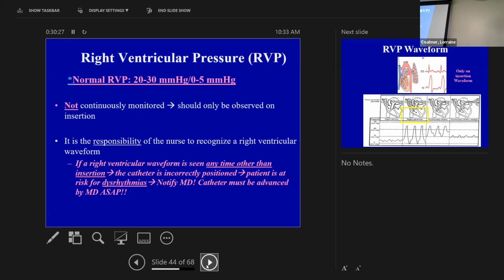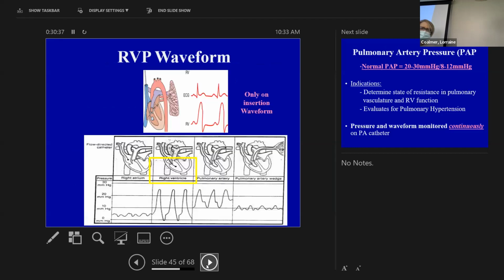Everybody got that? So you should only see that on insertion. If you see it when you're walking into the room, call somebody to advance that catheter. It has to float it forward. It slipped back into the right ventricle. So again, you should only see this on insertion. If it's been in a while, it should be that guy or that guy. Okay.